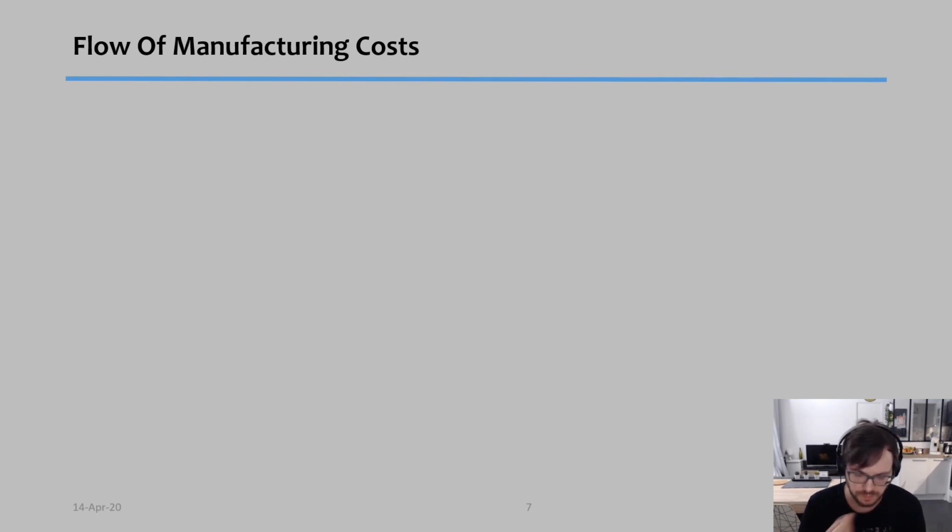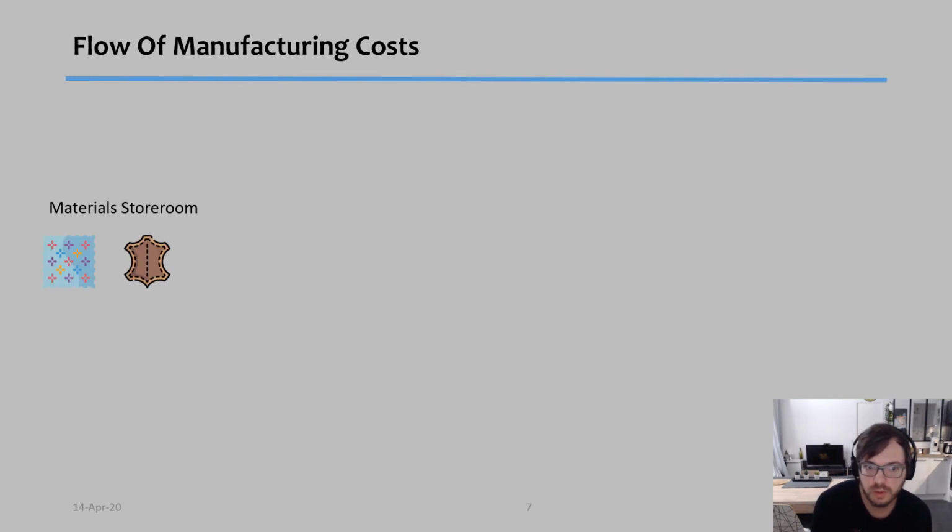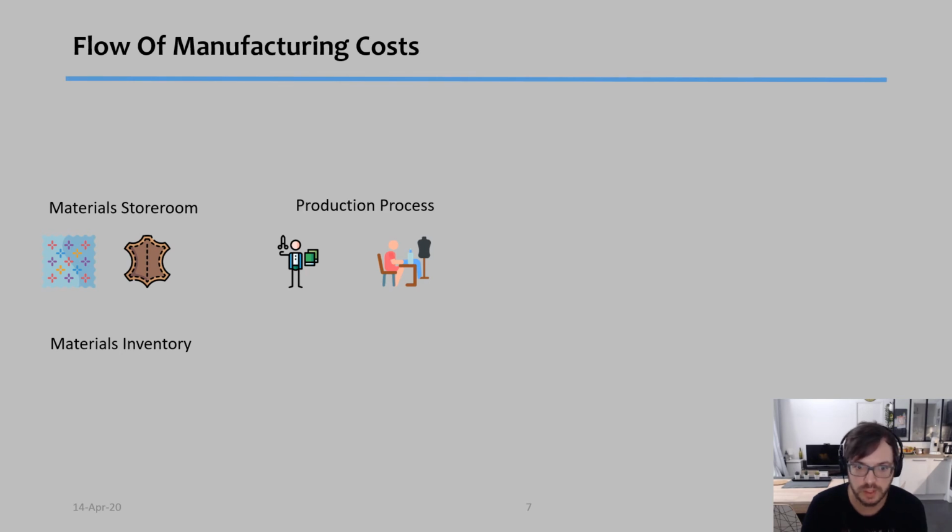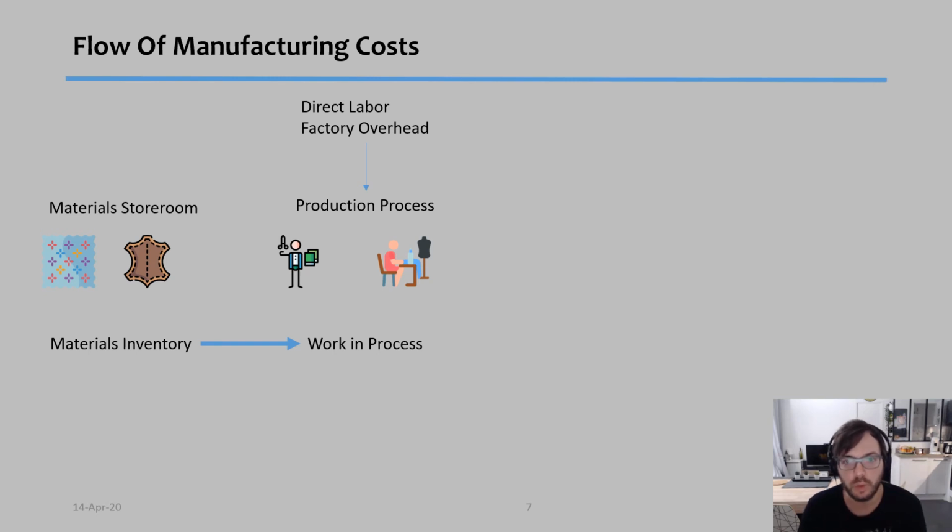Now, in order to understand all this, let me put this in a more graphical manner. So there's going to be a couple of things here. We're going to have a material storeroom where we keep our direct materials, and this is our material inventory. Then we're going to have our cutting department and our sewing department, and they're going to be doing our production process, which means they're going to be adding direct labor and factory overhead costs into our product. The moment that the cutting and the sewing departments start working on our materials, then our material that was consumed is going to be considered work in process.